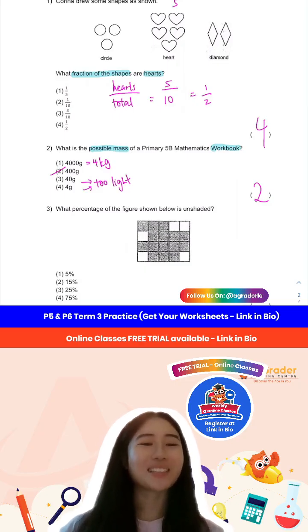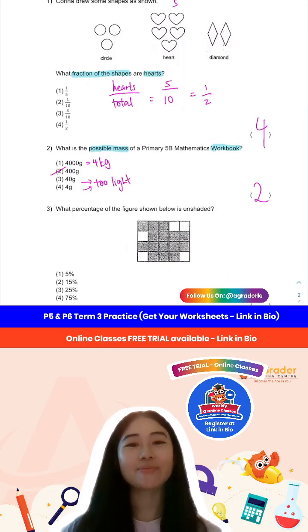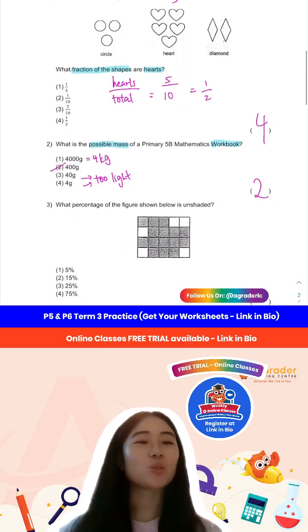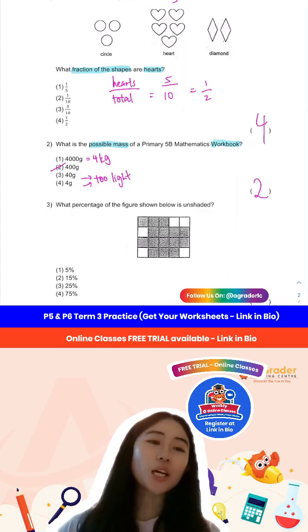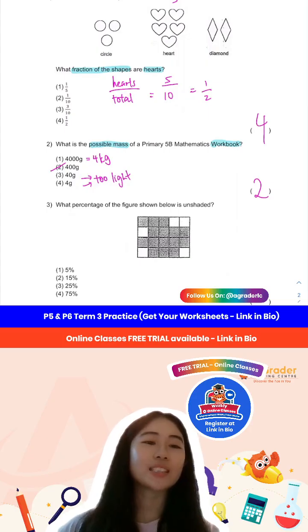Okay, so Nugget, I don't think your textbook is 4 kg, right? So your bag is heavy, but it's probably not due to the 4 kg workbook. Monisha, we are doing P5 now. Yeah, okay. Nugget, just joking. That's fine.